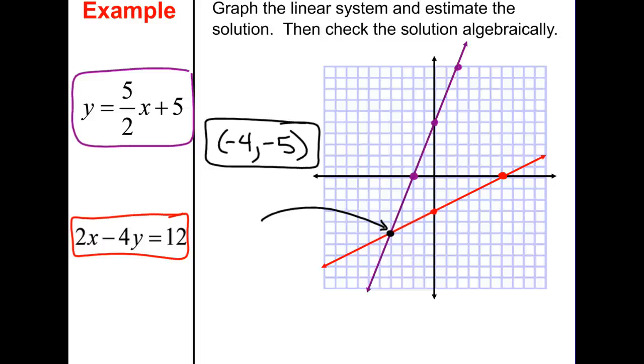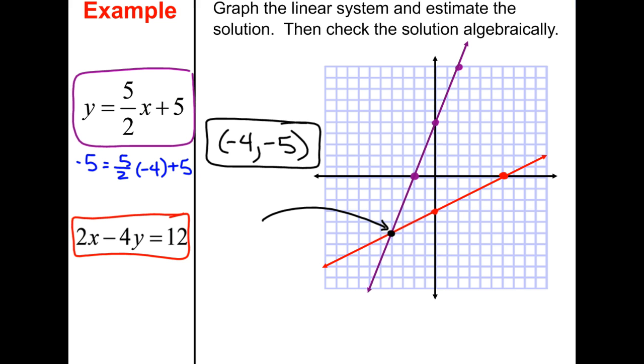Does it work for both of them? So negative 4, negative 5. I'm going to plug that in up here. So it's negative 5 equal to 5 halves times negative 4 plus 5. I'm going to do some math here for you. And you end up getting negative 5 equals negative 5.